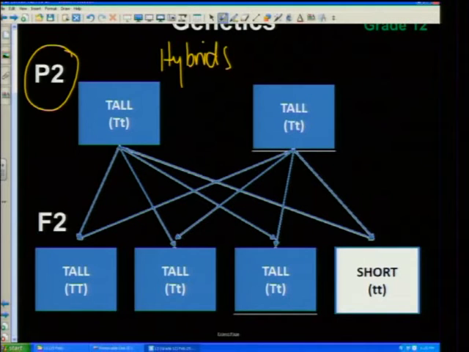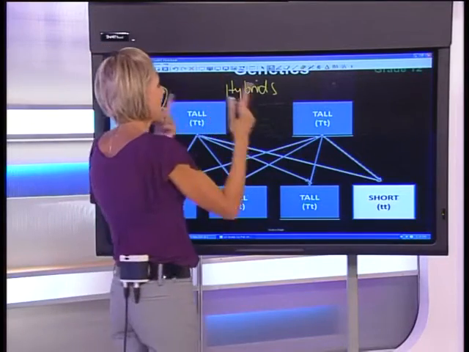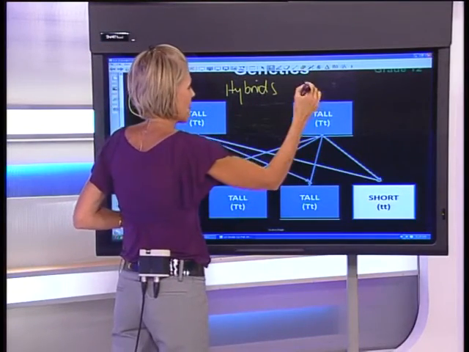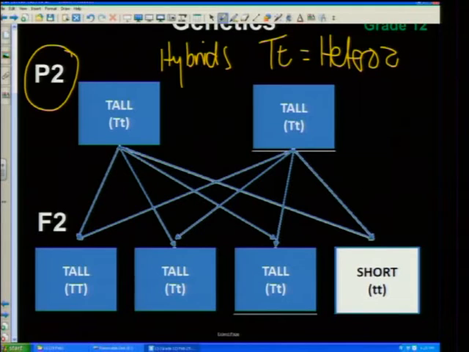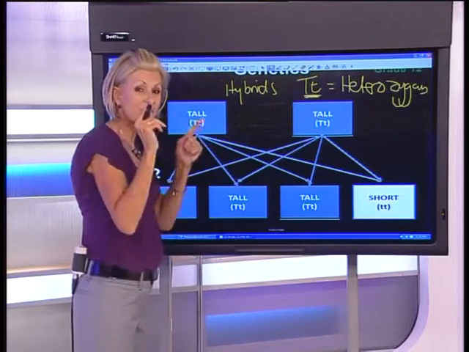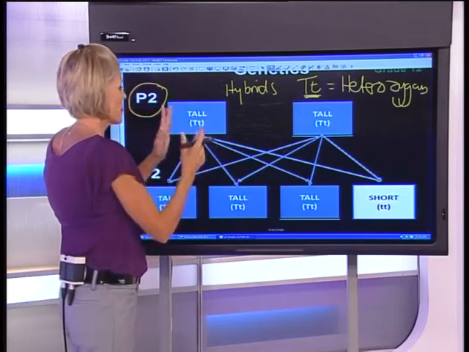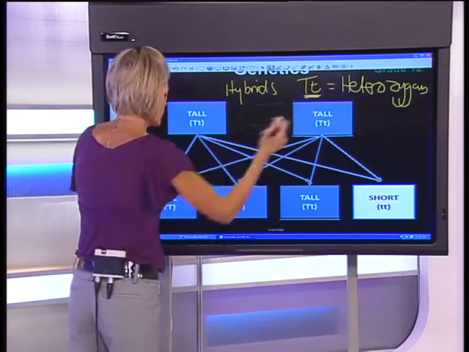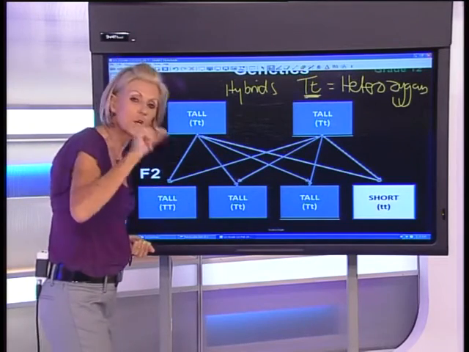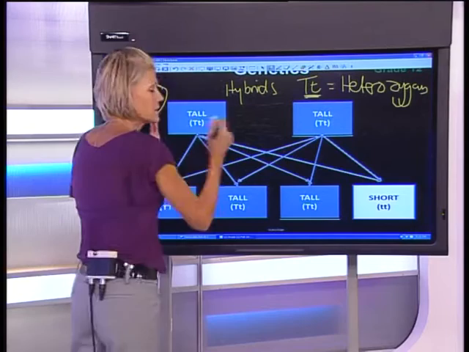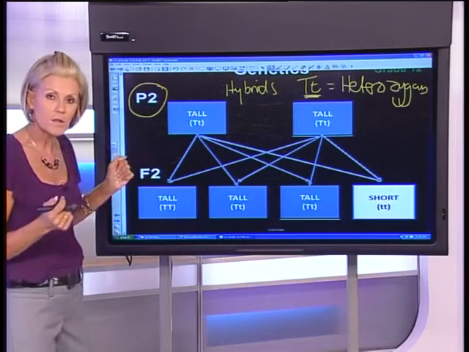In other words, a mix of the mom and the dad, the male and the female. They are a mixture. And being hybrids, they are capital T, small t, which means they are heterozygous. In other words, they have one of each gene. Now, what have we got? Tall times tall is what we see in the phenotype, but in the genotype, what is in the genes, capital T, small t.